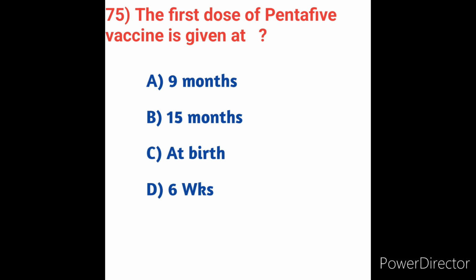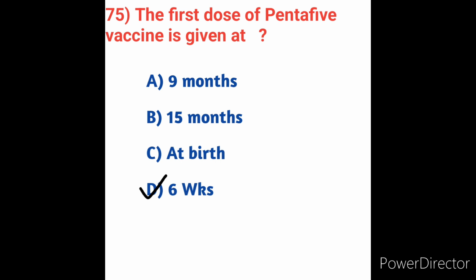For every dose, if we are giving the pentavalent vaccine to the child, we have to maintain a gap of 4 weeks between each dose. So administer at 6 weeks, 10 weeks and 14 weeks. Here the first dose of Penta 5 vaccine is option D, 6 weeks, which is the correct answer.